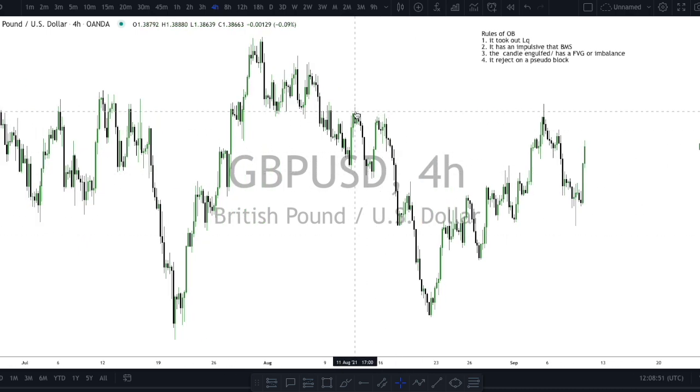Not only that, this particular candle that took out liquidity is also rejecting on the other blocks. Let me just mark that.